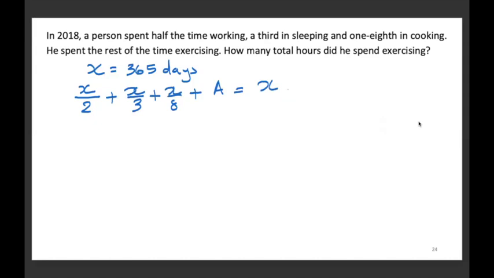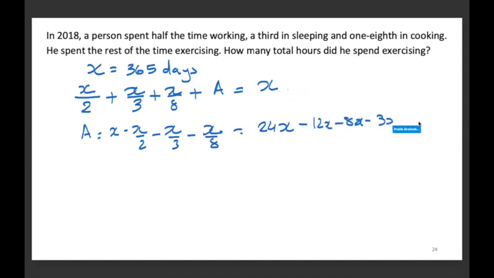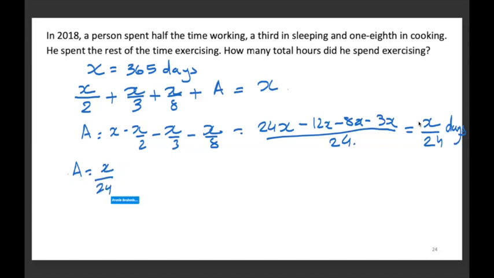Okay. When you solve this, a will be equal to x minus x by 2 minus x by 3 minus x by 8. This can also be written as (24x minus 12x minus 8x minus 3x) upon 24 because 24 is the LCM. This will be equal to x by 24 days. So I know exercise took x by 24 days. Here I will replace the value of x to be 365. So 365 upon 24 days.